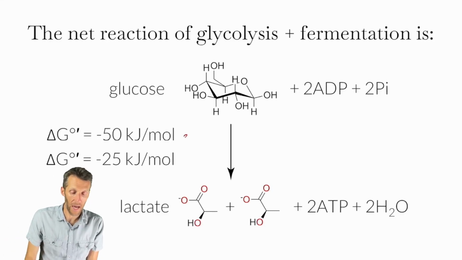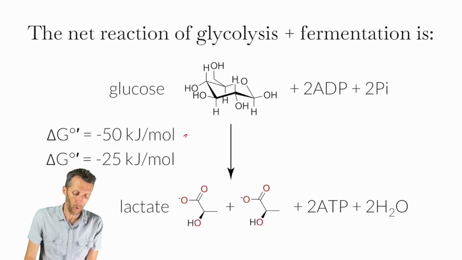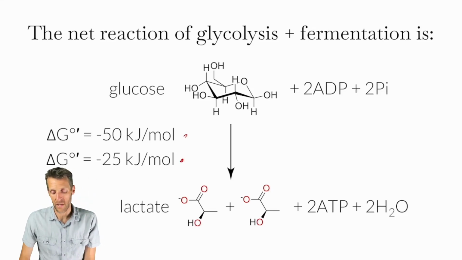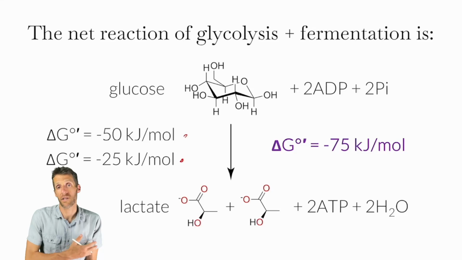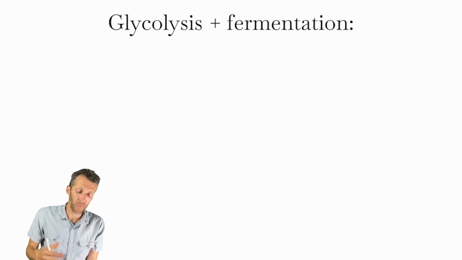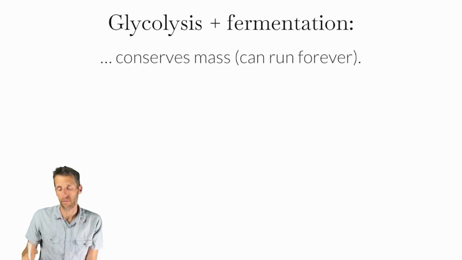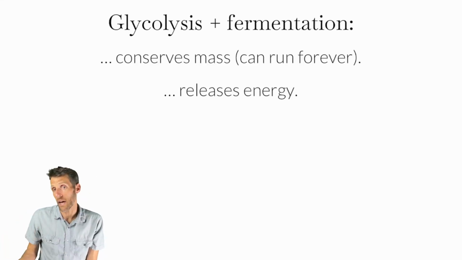If you add up all of the standard state reduction potentials for glycolysis, it's about minus 50 kilojoules per mole. We just got this from fermentation. So overall, this reaction is minus 75 kilojoules per mole favorable. So it's a really nice reaction. It conserves mass, it can run forever, and it can release energy.